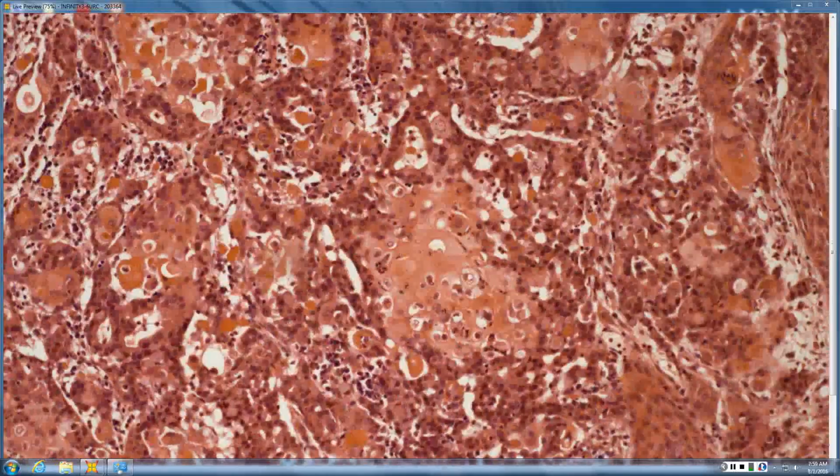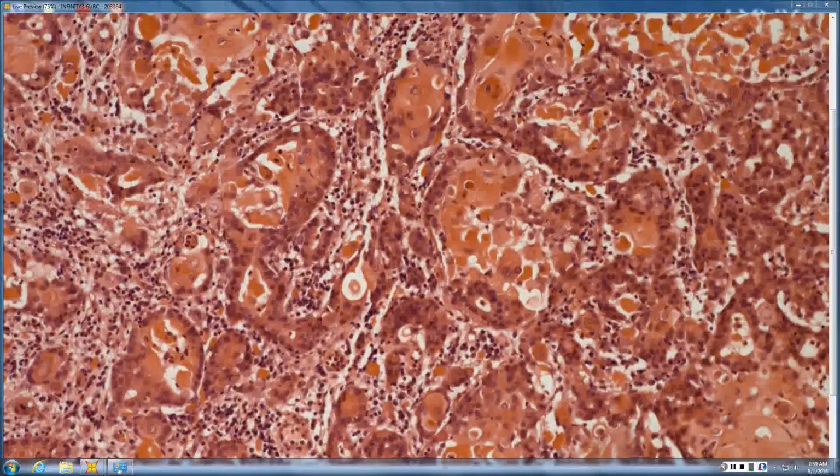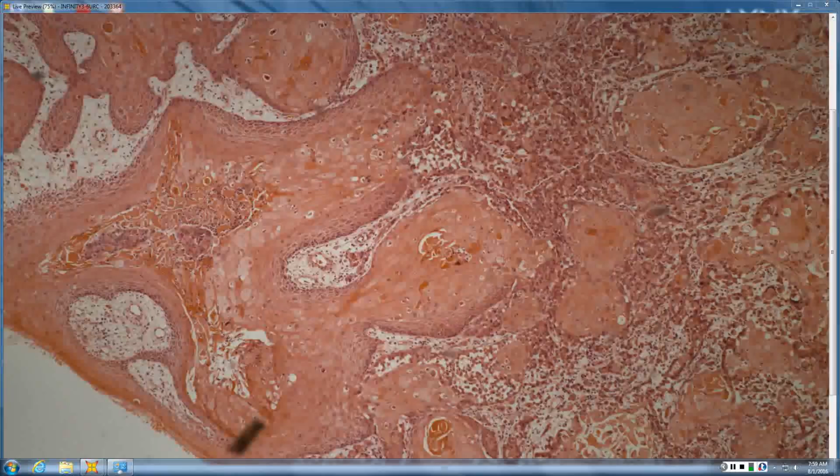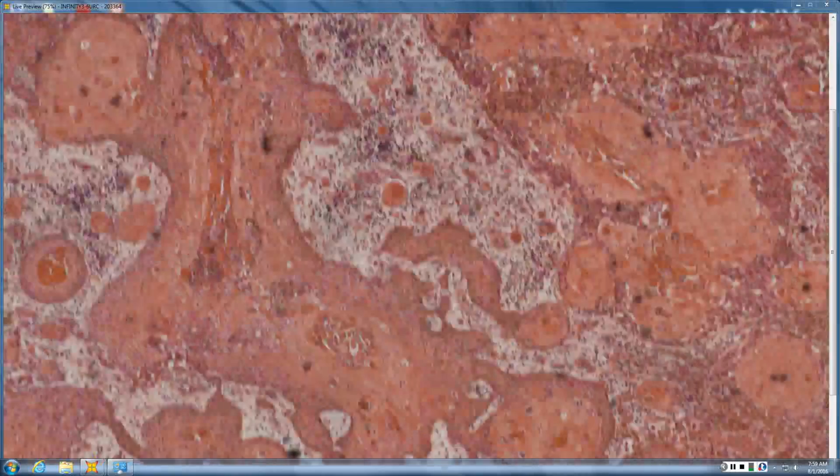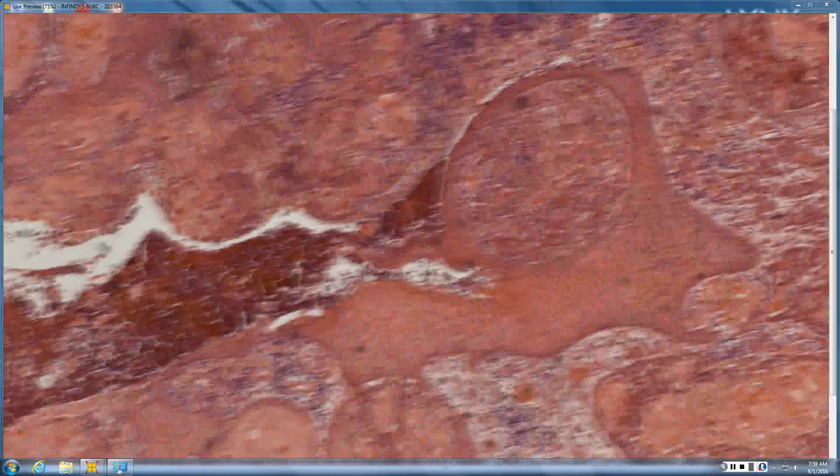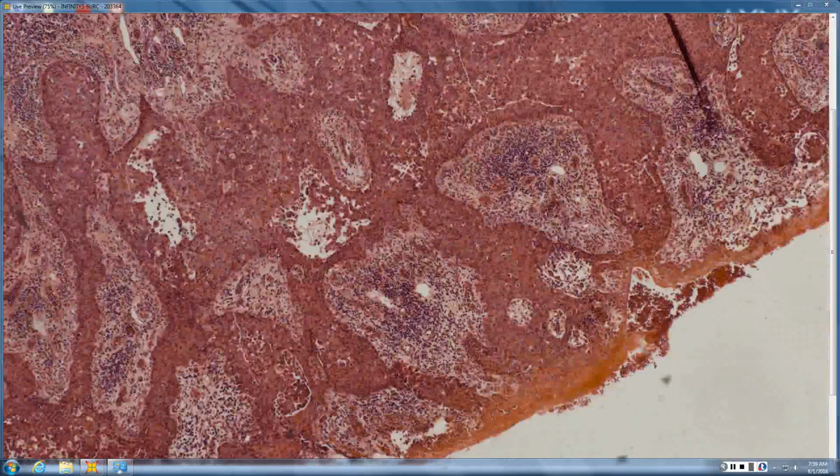If you did a mucicarmine on this, you'd see areas of mucicarmine positivity in the squame. So this is a mucoepidermoid carcinoma that is growing with intraepidermal Paget's. So Paget's can occur on the breast, Paget's can occur extramammary.